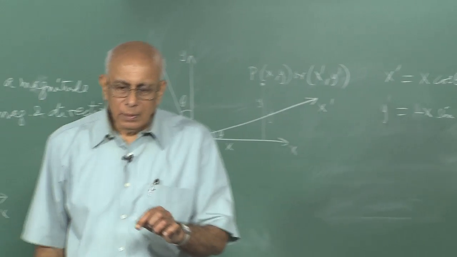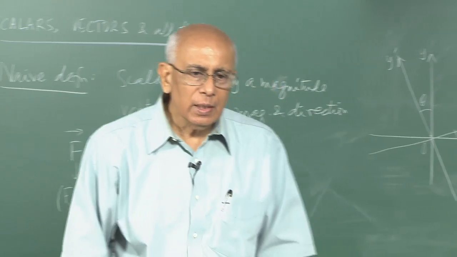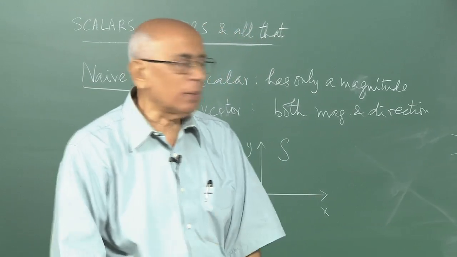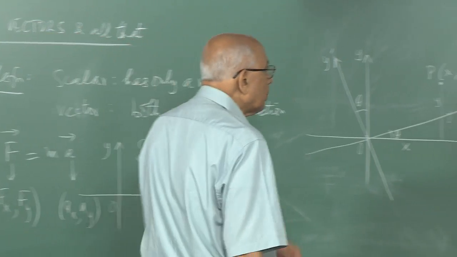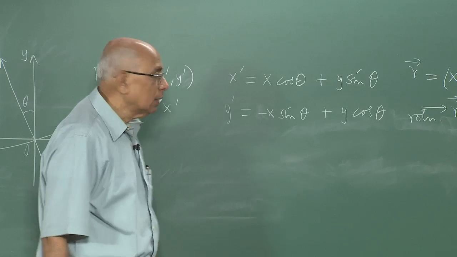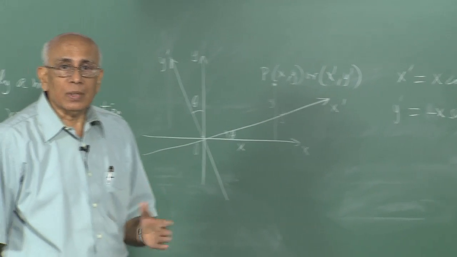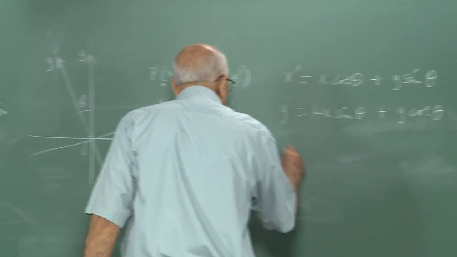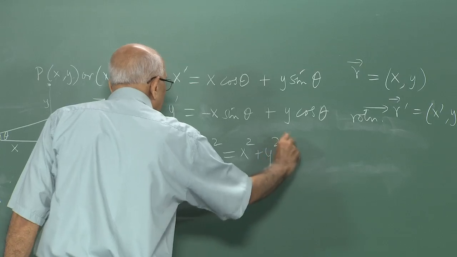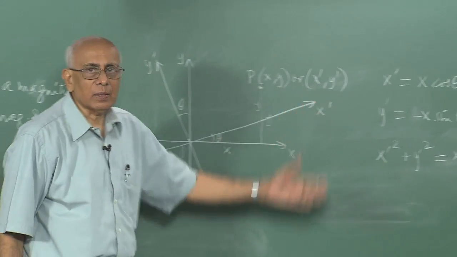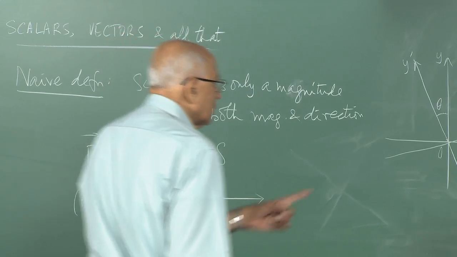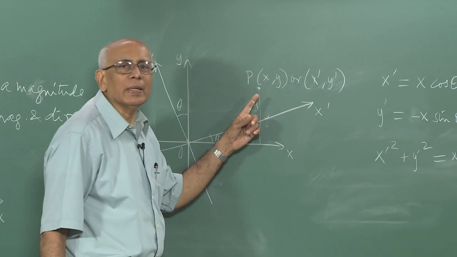So although the point remains the same, the coordinates change, but I could regard it as a transformation from x, y to a new pair of variables x prime, y prime. And the rules by which you get x prime and y prime from x and y are written down here in this form. Now it immediately tells you right away that x prime squared plus y prime squared is x squared plus y squared. That is a simple matter of using the trigonometric identity cos squared theta plus sin squared theta is 1, and then you get this relation here for an arbitrary point x comma y.